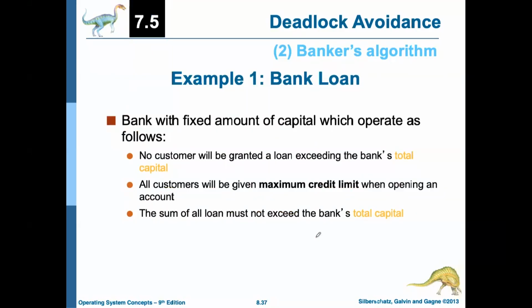Example one, bank loan. A bank with a fixed amount of capital operates as follows. First, no customer will be loaned an amount exceeding the bank's total capital. Next, all customers will be given a maximum credit limit when opening an account. The sum of all loans must not exceed the bank's total capital.